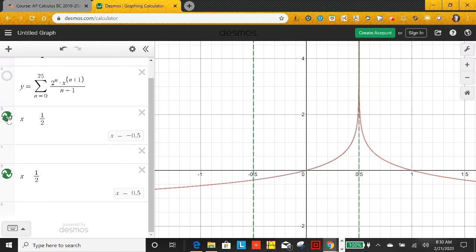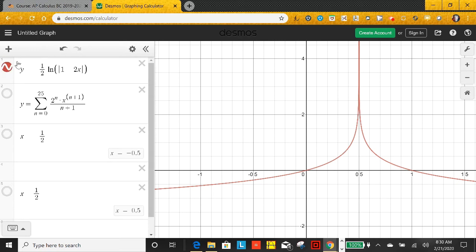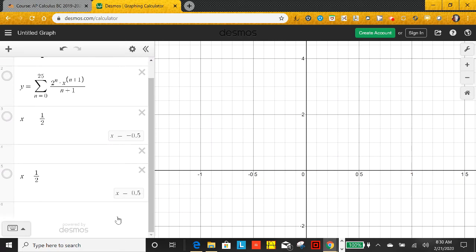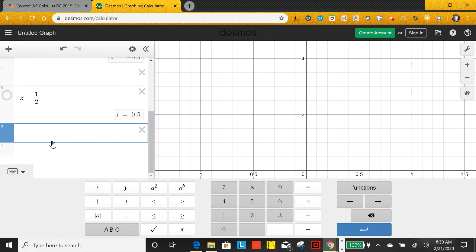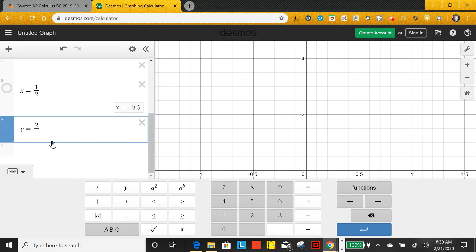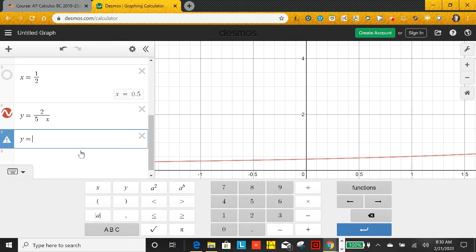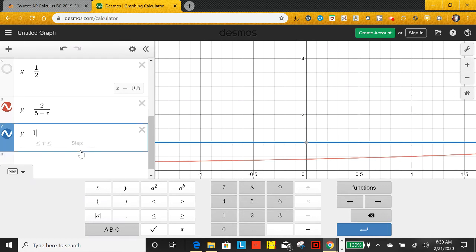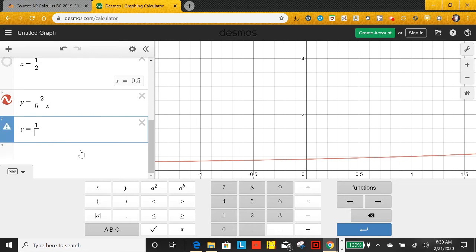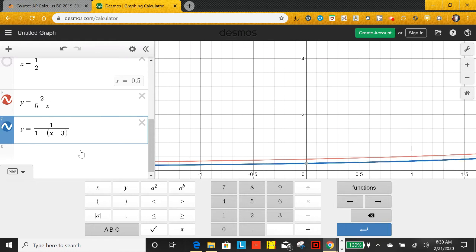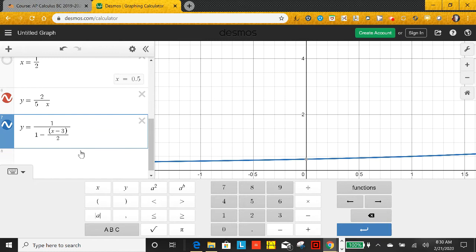I'm going to deselect these and deselect this one. And we're going to say y equals 2 divided by 5 minus x. And let's just make sure that that's equal to the same thing as we started with. 1 divided by 1 minus (x minus 3) divided by 2. Yeah, that's the same function. So I did my math right. I don't know what I'm worried about. All right, here we go.